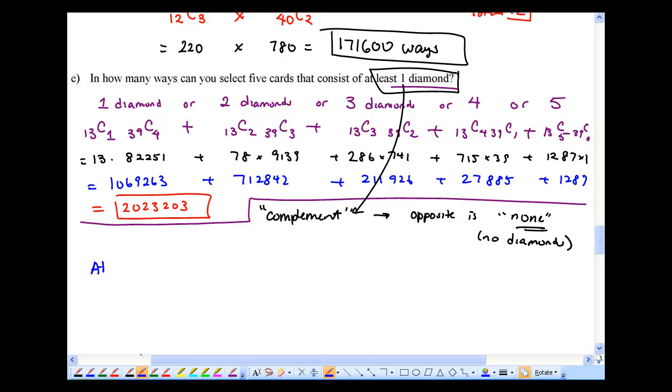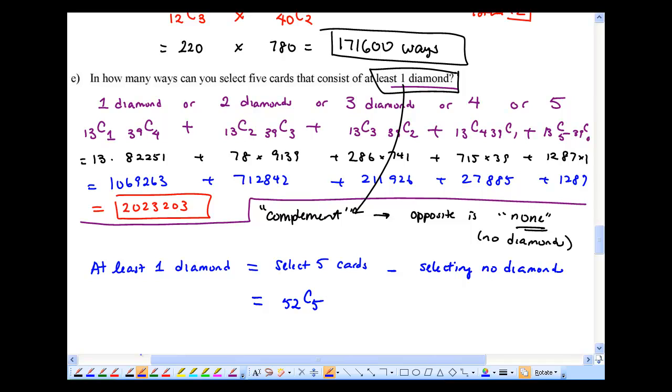So I'll say now, at least 1 diamond is equal to taking all of them, right? So at least 1 diamond is just selecting 5 cards, minus the idea of selecting no diamonds. Well, selecting 5 cards, what's that? That's, I think, 52 choose 5. And then no diamonds, what's that? Well, out of the 13 diamonds, I want none of them. But out of the remaining 39, I want 5 of them.